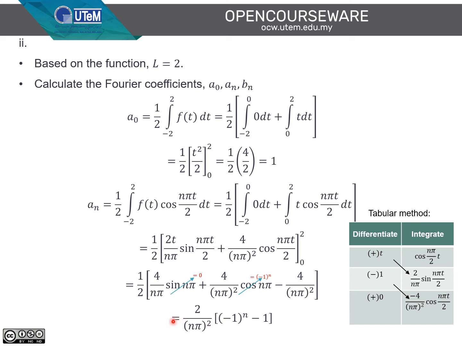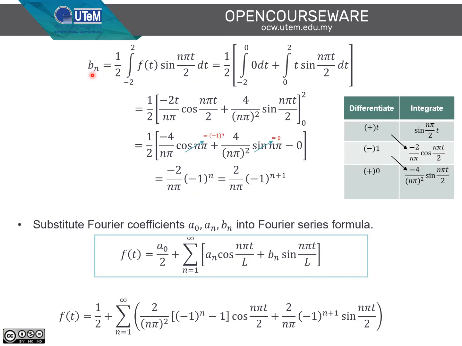Thus, the final answer of the Fourier coefficient An is equal to 2 over n pi squared times minus 1 to the power of n, which comes from the second term, then minus 1 comes from the third term. So now we are going to find the Fourier coefficient of Bn.